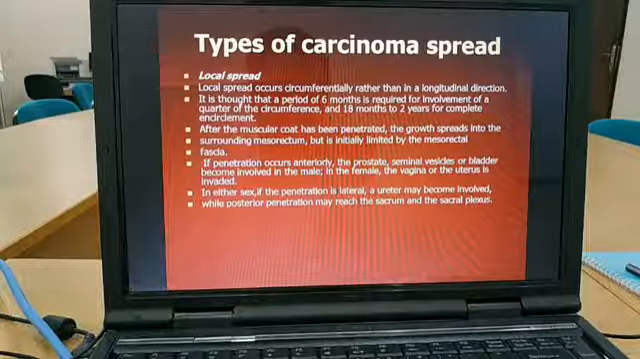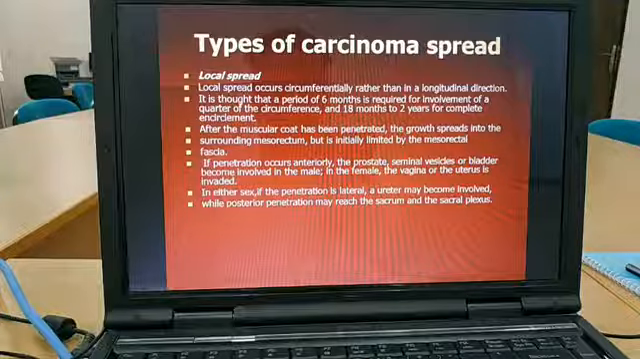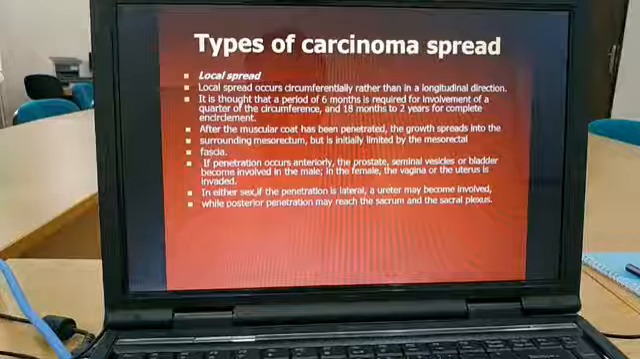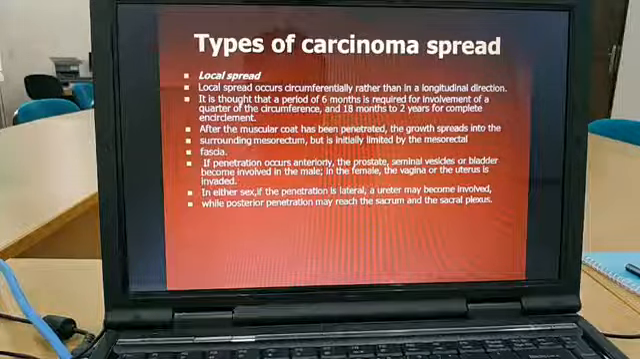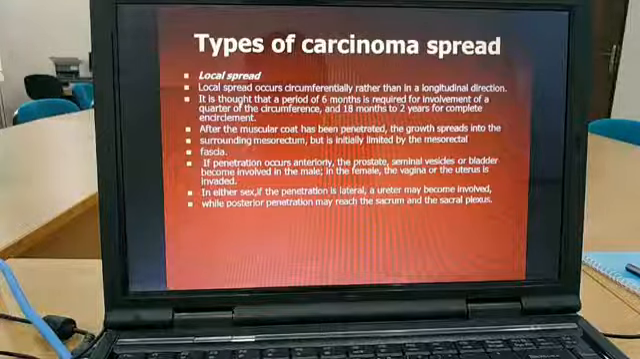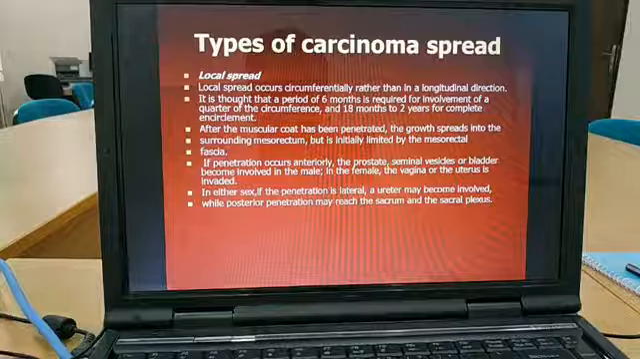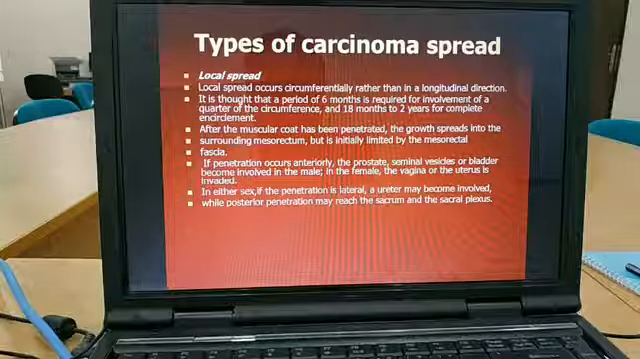It is thought that a period of 6 months is required for the involvement of a quarter of the circumference, and 18 months to 2 years for the complete encirclement. So if you find a malignant tumor occupying the whole circumference, from here we can predict the tumor is minimum 18 months to 2 years old.